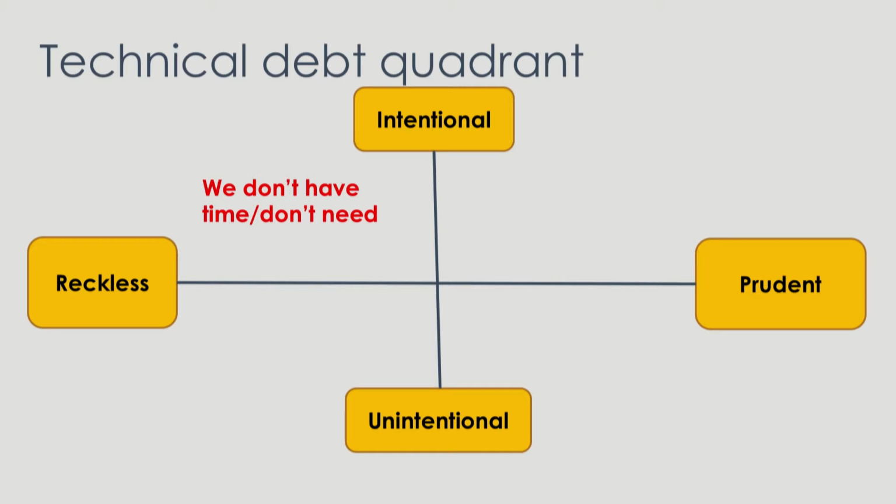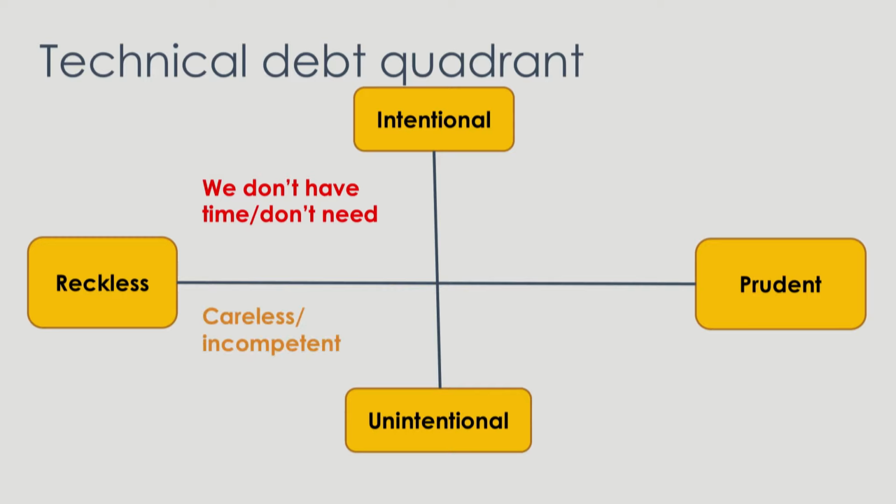So if we are acting intentionally reckless, it's like saying we don't have time or we don't need to do that. We don't have time for testing. That's just useless effort. We can test manually, visually. That's probably a huge warning sign.